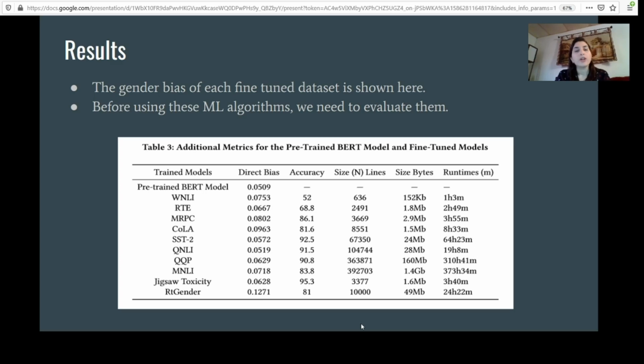Therefore, we need to evaluate those systems with different data sets before using them and making them AI decision makers in important decision making areas such as housing, credit score, and hiring. That's basically the main conclusion and result of our paper that we wanted to talk to you about.